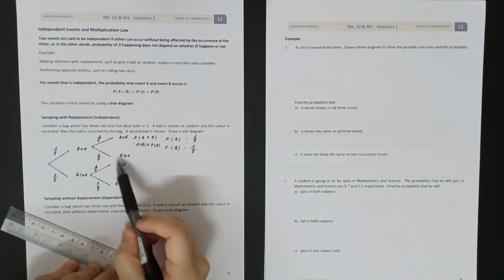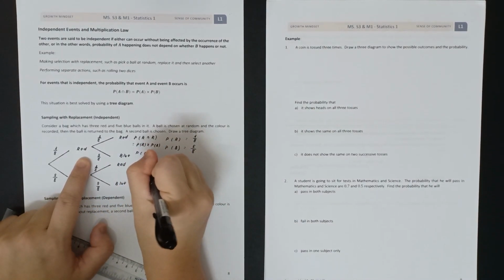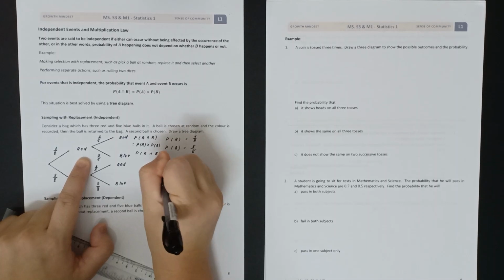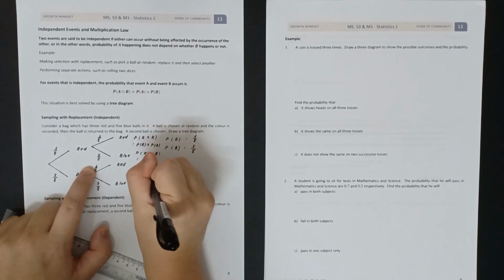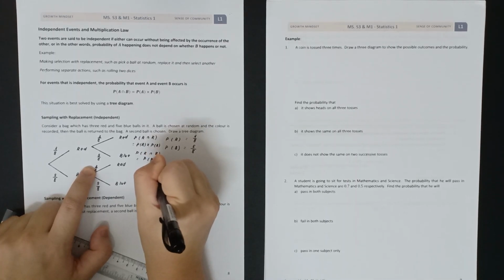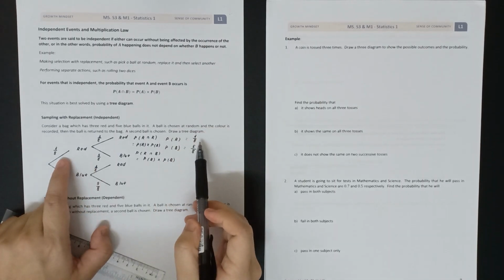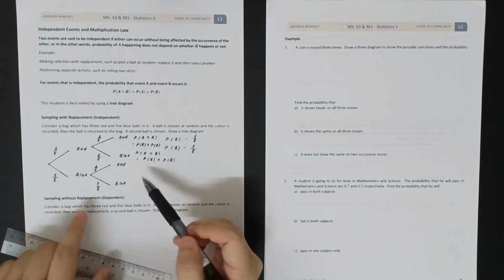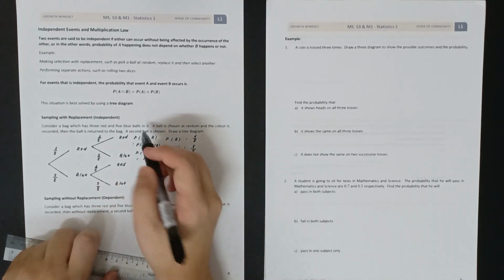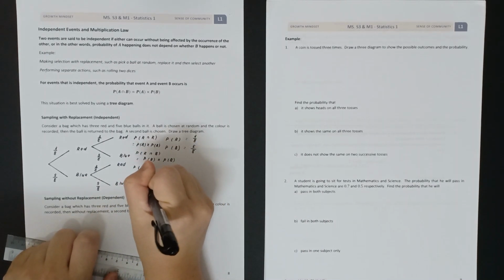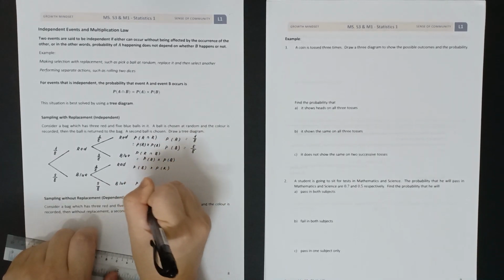So if I want to find out the probability that the first ball is a red one and my second ball is a blue one, then you see it's 3/8 times 5/8, which is the probability of the red one times the probability of the blue one. The same thing goes for blue then red: I will use the blue one times the red one. And if I want blue and blue, I will use the blue one times the blue one.